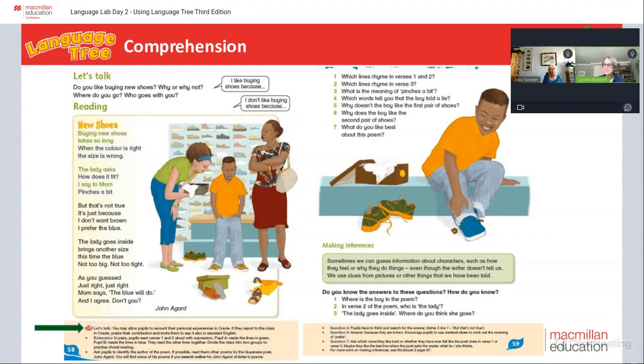As you know, the reading passages cover a variety of different text types, and I'm just going to show a few quick examples to refresh your memory. So this one here, we've got a poem at grade 2.